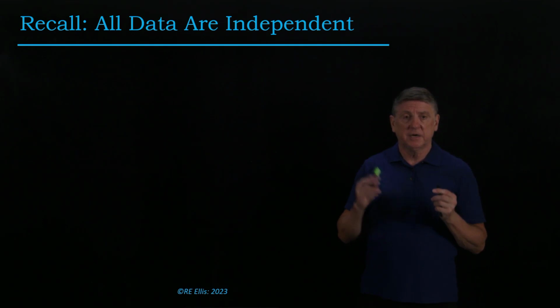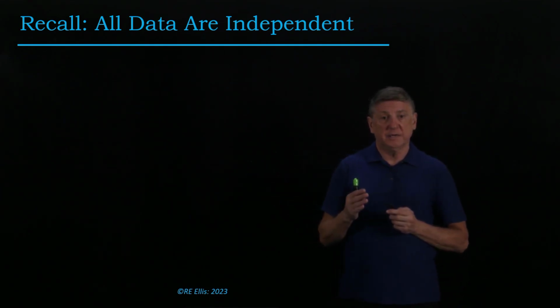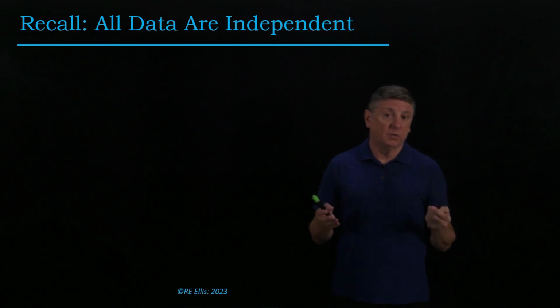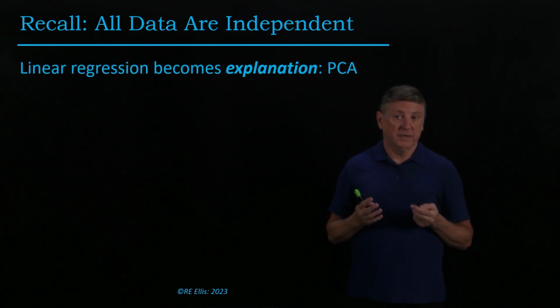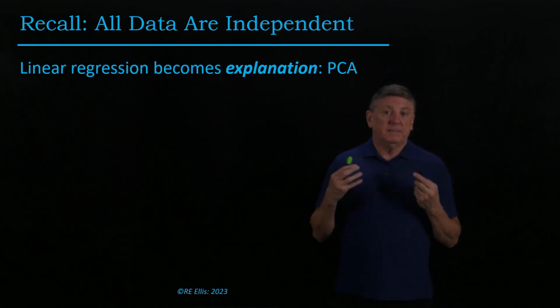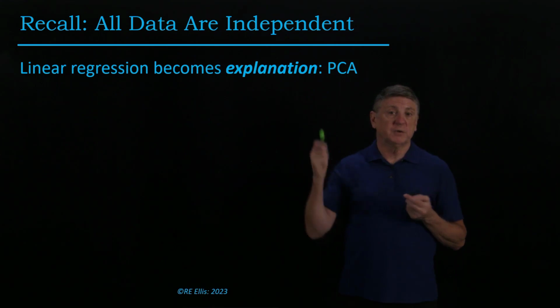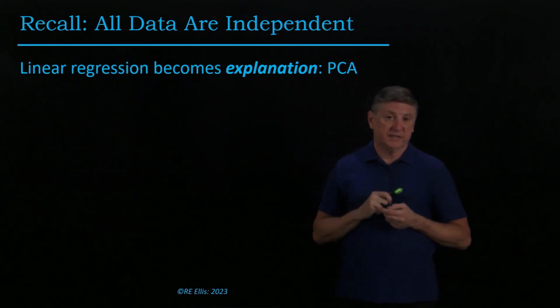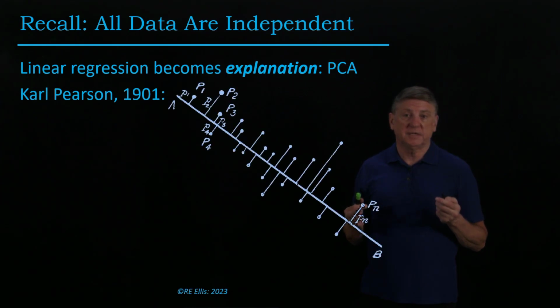In linear regression, we had one set that was special, it was dependent, and the others were independent. But often we get all of the data are independent, and that's where PCA may be appropriate. So what that means is that instead of doing regression, what we're really doing is explanation. And Karl Pearson observed this in 1901.